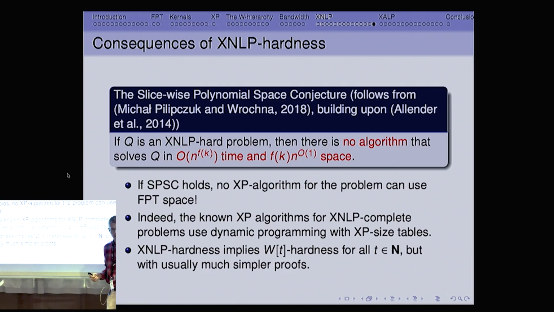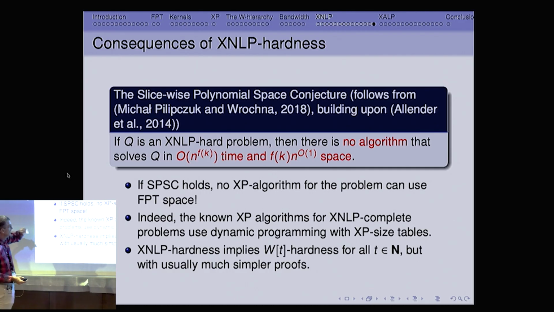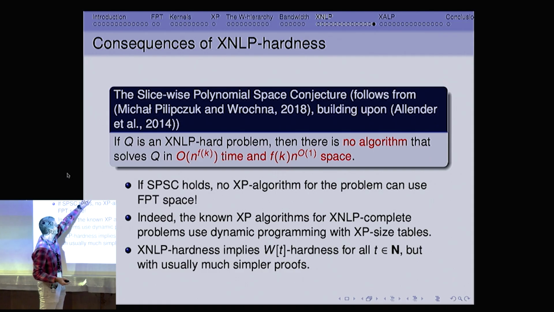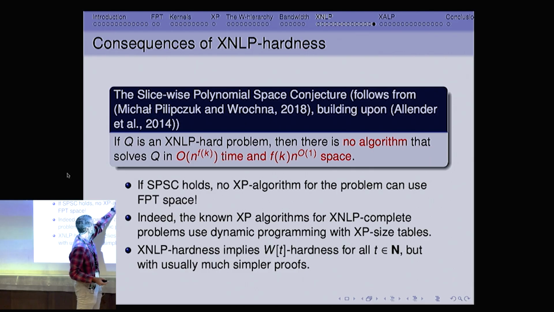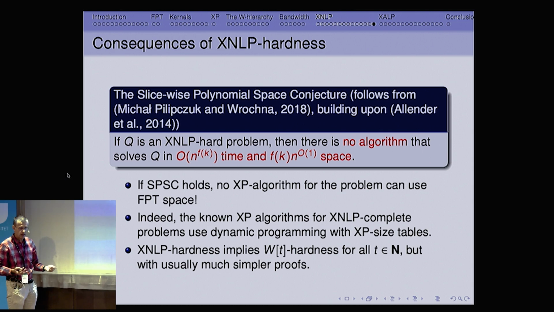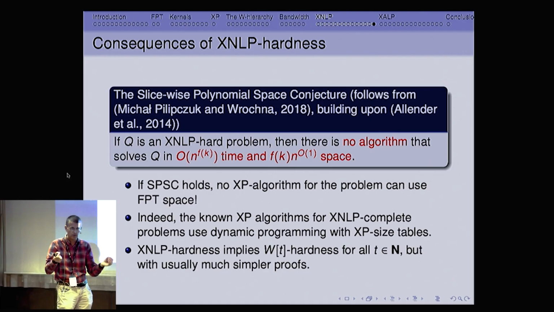Completeness for this class actually tells you something, at least if you believe a certain conjecture. Building upon an earlier conjecture, Michał Pilipczuk and Wagner came up with a conjecture about a problem on strings, but it translates to the following question. If you have a problem which is hard for the class XNLP, then there is no algorithm which simultaneously uses XP time, so order n to a function of your parameter, and FPT space, a function of the parameter times a polynomial space. So in other words, if you are XNLP-hard and you want an XP algorithm, you also need a lot of space.